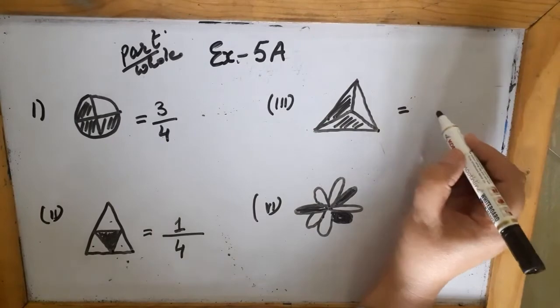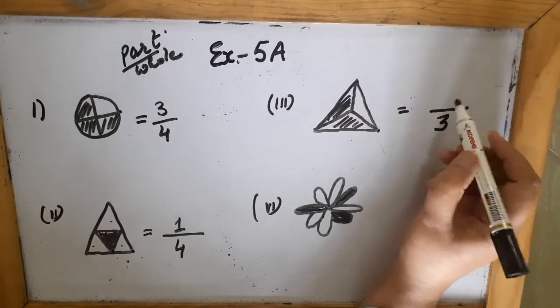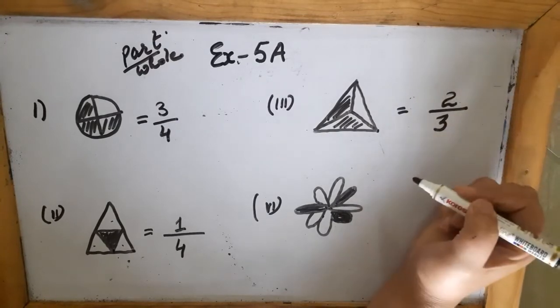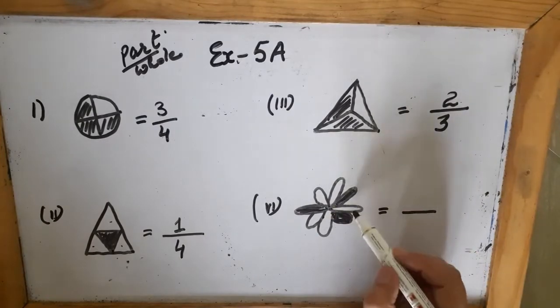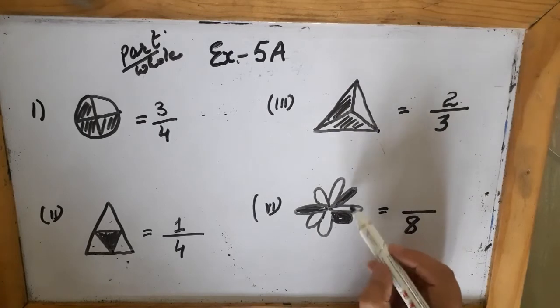Now in this triangle, there are total 3 parts, and how many are shaded? 2 are shaded. So 2 parts out of total 3 parts are shaded. Now in this flower, there are how many parts? There are 8 parts, and how many are shaded?